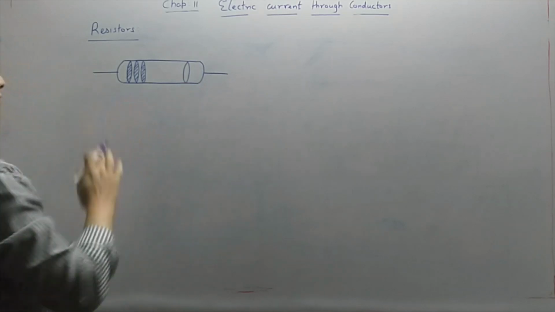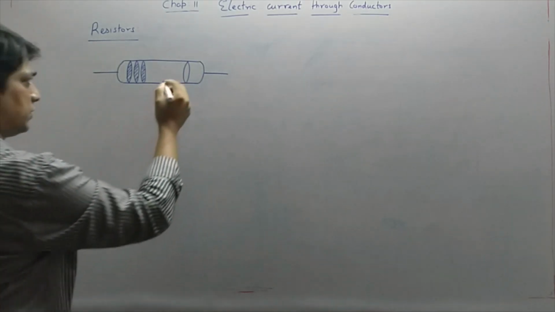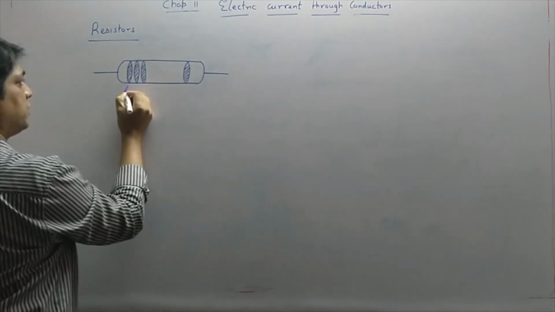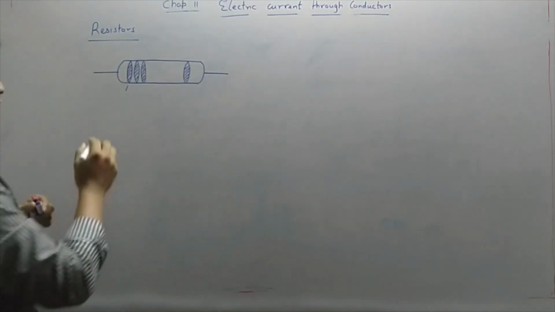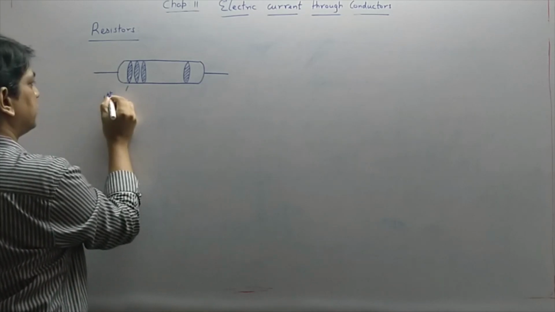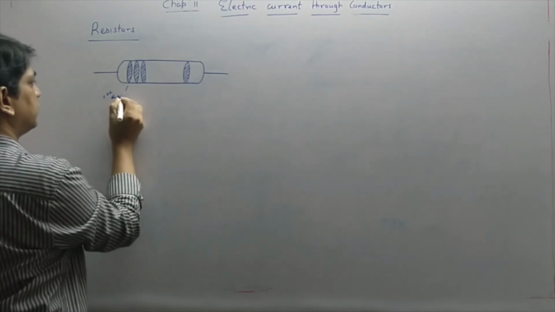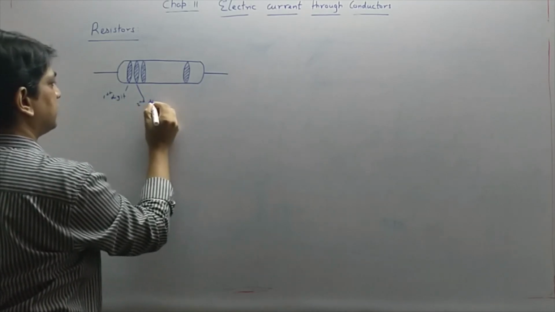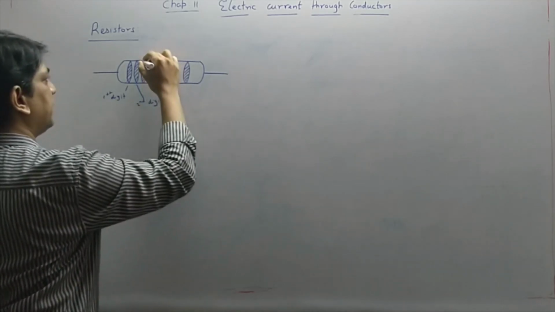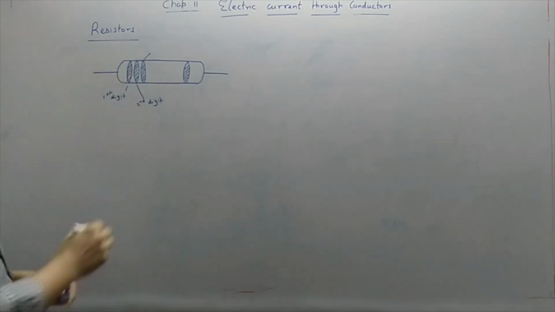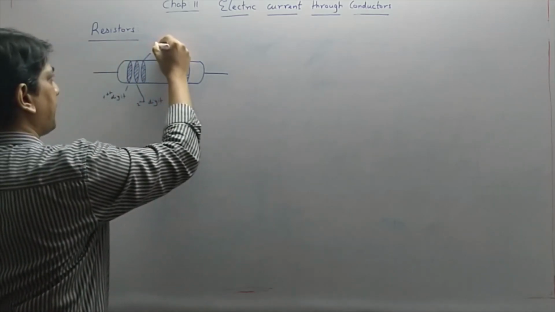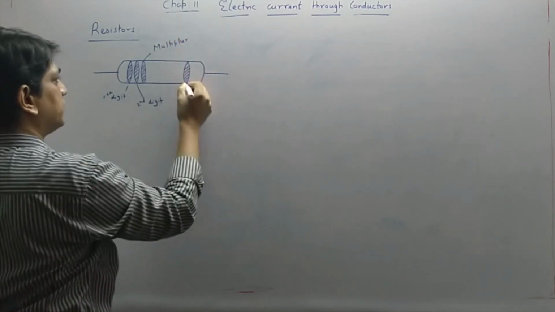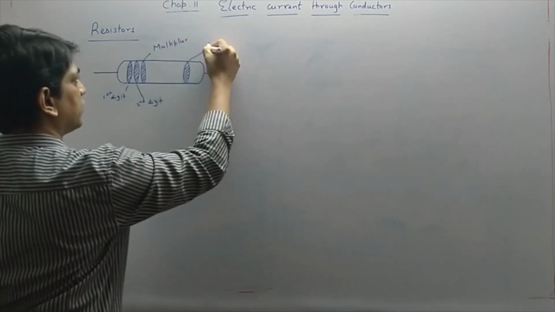You can see the shape of the resistor. So there is another band. Now what is this band? Now this is the first band, that is the first color band. It is going to give you the first digit. The second band is going to give you the second digit. This third band is basically called the multiplier. I will explain this. And this fourth band is called the tolerance.